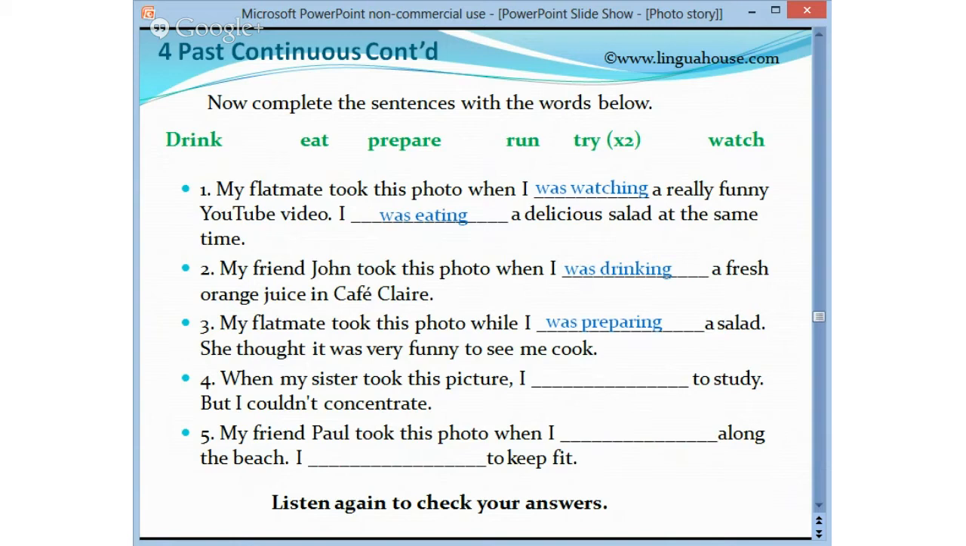When my sister took this picture, I was trying to study, but I couldn't concentrate. Very good. Okay, Ricardo, number 5. My friend Paul took this photo when I blank along the beach. I blank to keep fit. Okay. So, what do we do along the beach? I was running. Yes, running along the beach. Good. I was trying to keep fit. Very good.